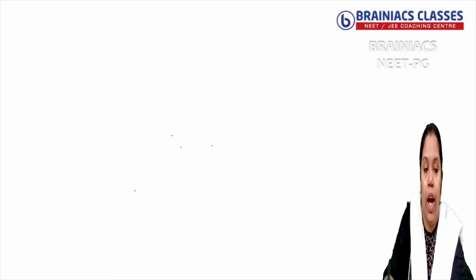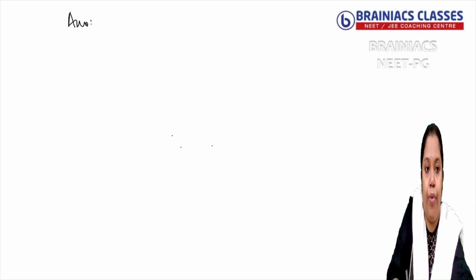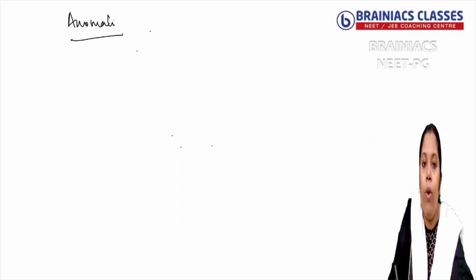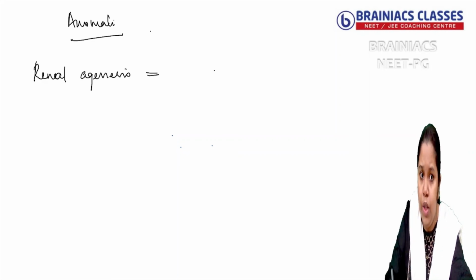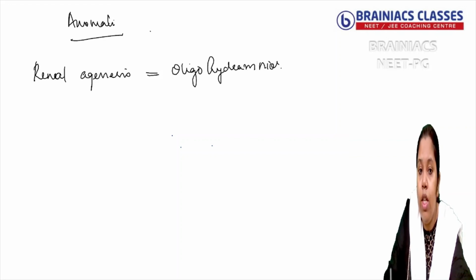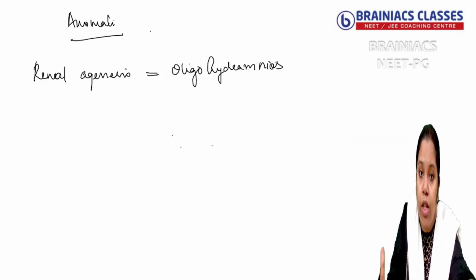Now move on to the anomalies. Okay, what happens if there is renal agenesis, that is the kidney is not formed or a rudimentary kidney is formed? It will lead to oligohydramnios. Okay, oligohydramnios. How? Because the fetal urine is the main source of the amniotic fluid, right? So since there is no fetal urine due to renal agenesis, it will lead to oligohydramnios.